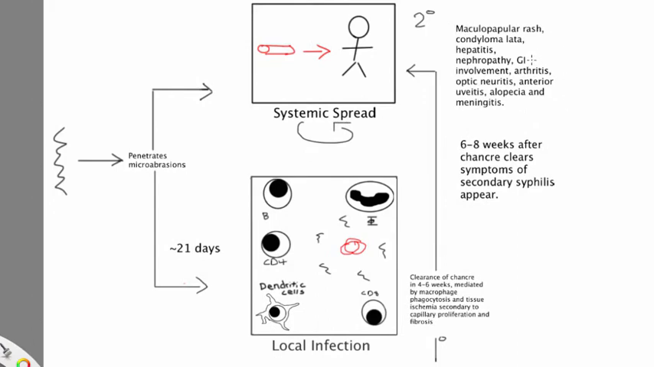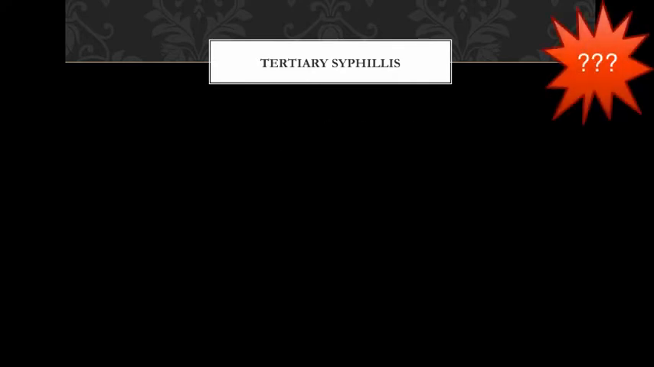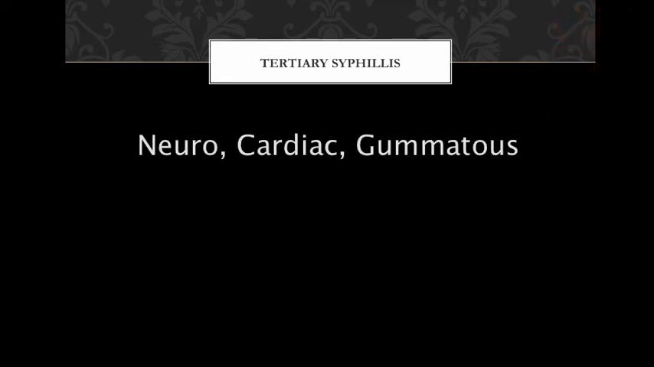Eventually, however, end organ damage occurs in a process known as tertiary syphilis. About 1/3 of untreated patients with syphilis will eventually go on to develop tertiary syphilis. There are 3 types of tertiary syphilis. Can you name the 3? The 3 types are neurosyphilis, cardiac syphilis, and gummatous syphilis. The most common and the most benign is gummatous syphilis, so let's start with that.